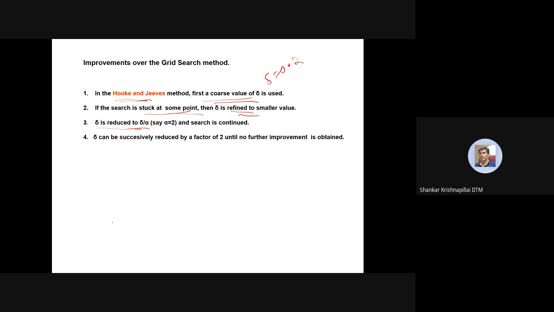Delta is reduced to say delta by alpha, say alpha equal to 2. So 0.2 is reduced to 0.2 by 2, that is 0.1. So the mesh in that final grid is subdivided into a finer mesh with a small grid size. Then delta can be successively reduced by a factor of 2 until no further improvement is obtained. That is, you have to define a tolerance. If it is satisfied within that tolerance, we can stop the search.